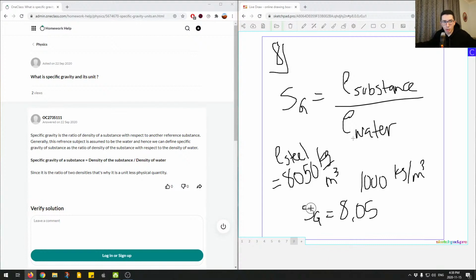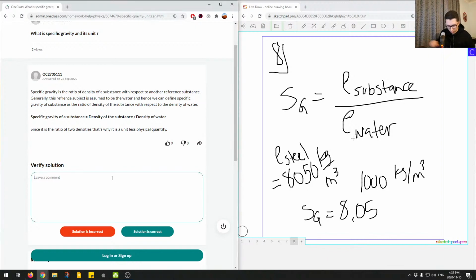You could use other substances, more dense, less dense, and so on. That's an example of how to calculate it and what the units are. So I'll write a comment here. Your job answer is correct. And we'll mark this question as correct. And that's all I want to say for this question.